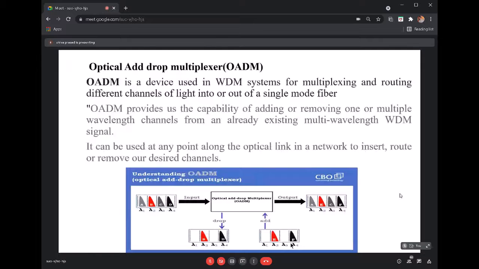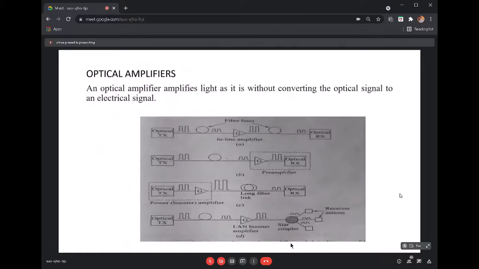Tunable optical filters and OADM were done, fine. Optical amplifiers we were about to start. So basically, what is this optical amplifier? What is this optical amplifier? Can anyone tell me what is an optical amplifier?